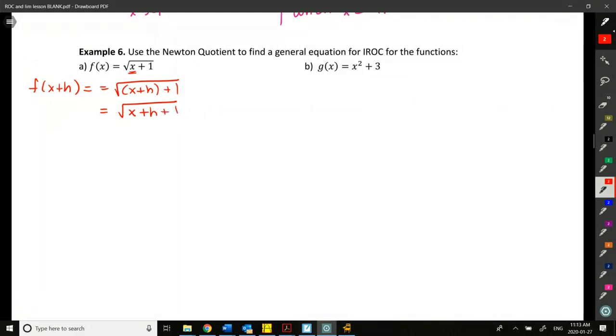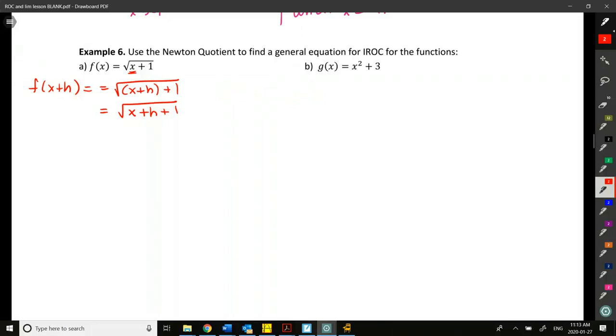Okay? If this is a little bit confusing for you, I want you to think about what we do when we calculate something like f at 2. Basically what this is telling me is sub in 2 for x, right? And so we know we replace all the x's in the equation with 2. It's no different when we do f at x plus h. I replace all the x's with x plus h, right? Same as what I would do for f at 2, I'm going to do for f at x plus h.